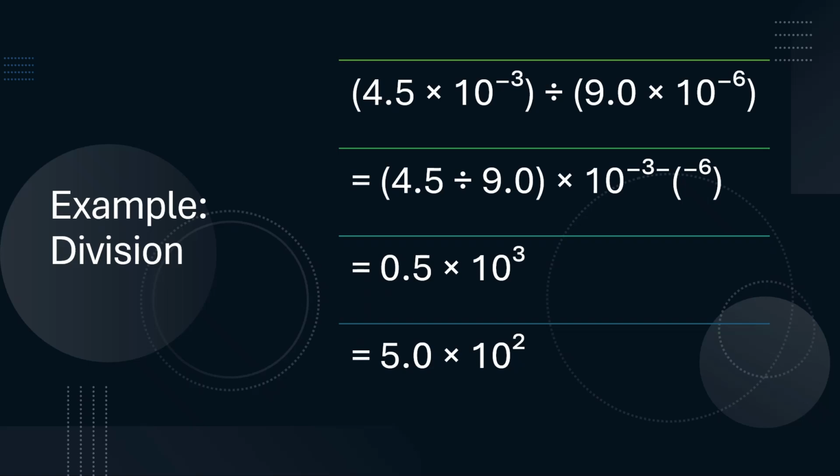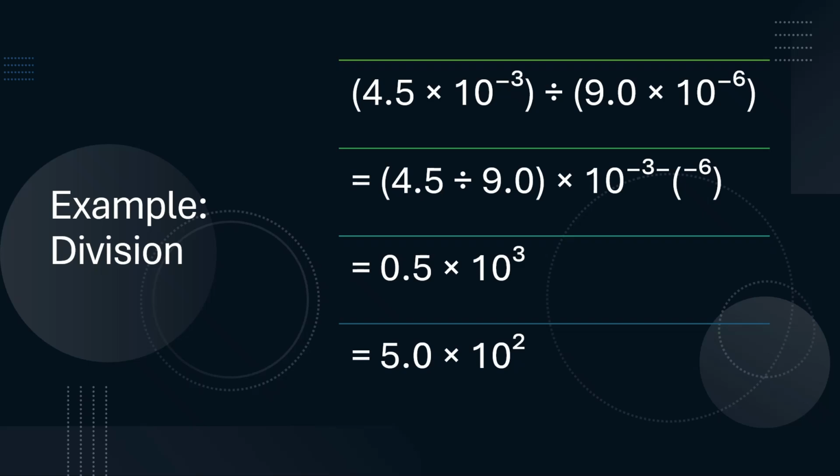All right. Now, this is our example for the division of scientific notation. So the given is 4.5 times 10 to negative 3 divided by 9.0 times 10 to negative 6. So what we're going to do is divide 4.5 by 9.0. So that's 4.5 divided by 9.0.